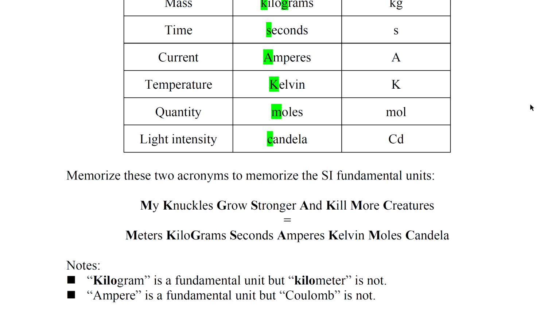So here are two notes. Kilogram is a fundamental unit, but kilometer is not. And ampere is a fundamental unit, but coulomb is not. Ampere is coulombs over seconds.